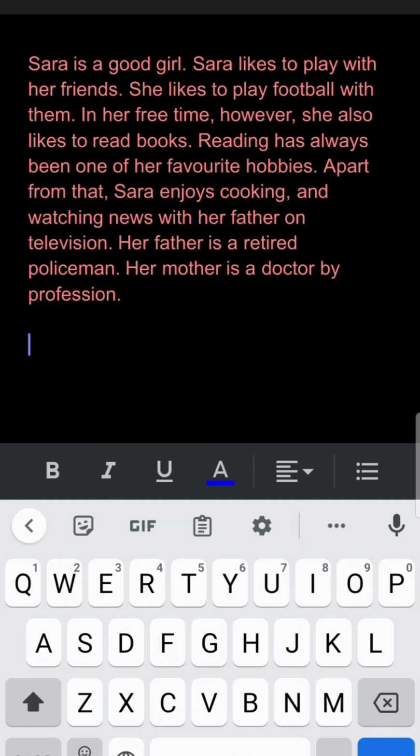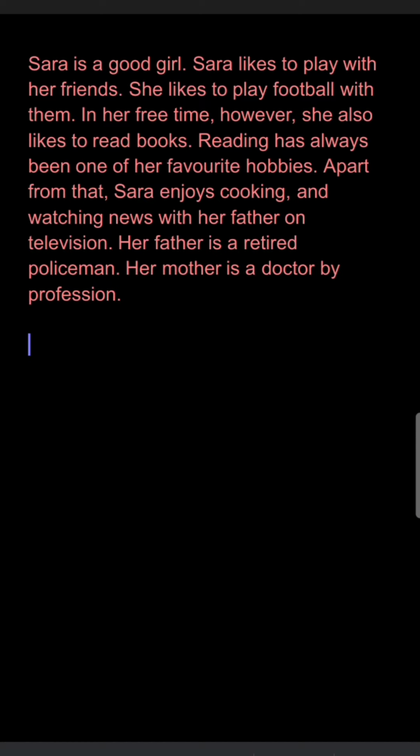Sarah likes to play with her friends. She likes to play football with them. In her free time, however, she also likes to read books. Reading has always been one of her favorite hobbies. Apart from that, Sarah enjoys cooking and watching news with her father on television. Her father is a retired policeman. Her mother is a doctor by profession.